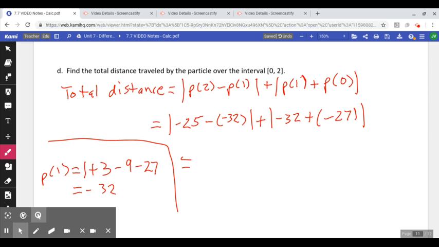So negative 25 minus negative 32 happens to be positive 7. And we then need negative 32, and that should be a minus sign here. Made another whoopsie there, sorry for the mistakes on this one. It should be the difference between the positions. So that'll be negative 32 minus negative 27, which happens to be negative 5. And if we put the absolute value of 7, which is 7, together with the absolute value of negative 5, which is 5, we wind up with 12 for our total distance here.